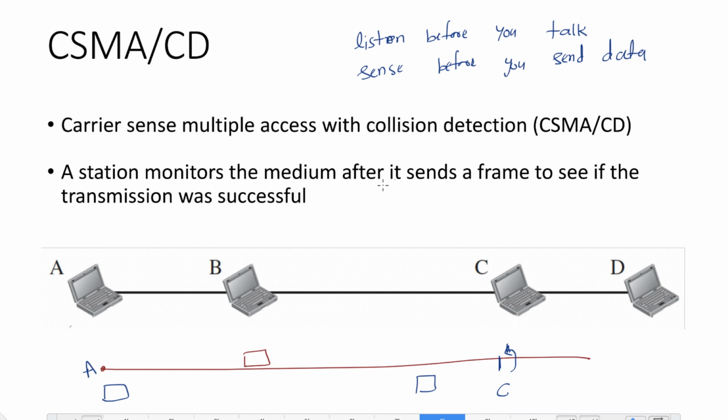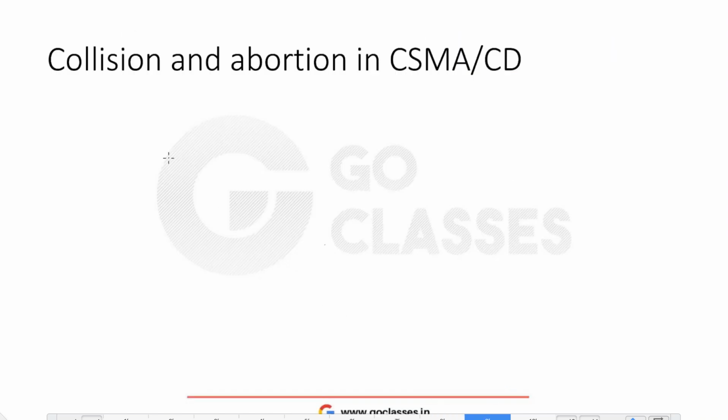So a station monitors the medium after it sends a frame to see if the transmission is successful. So a station will do what? A station will sense the medium once it transmits the data to see whether the transmission is successful or not. Now let's see that in more detail.